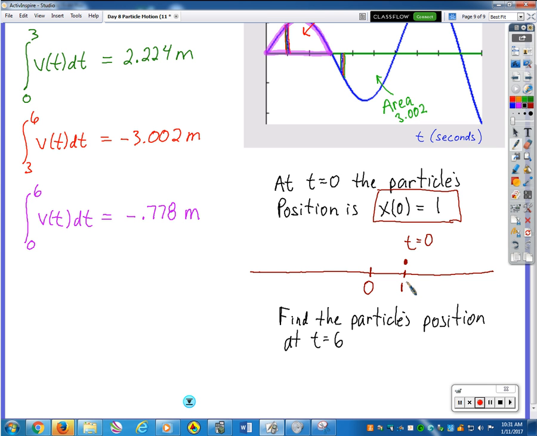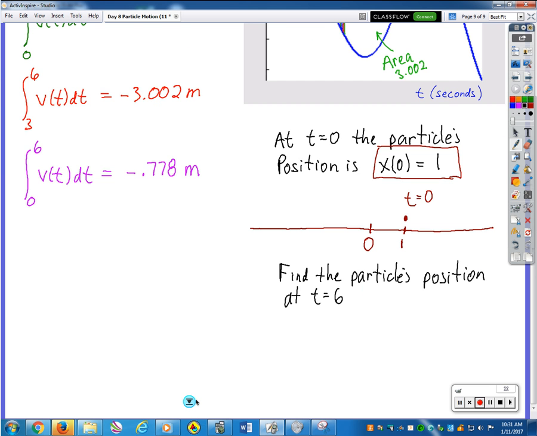I'm sitting here at 1. I know that my position went left by this amount. So all I have to do is say, 1 is where I am, plus my position changed by this amount. Remember, on the AP test, you must store these values. You cannot use the rounded version, you use the stored version. Once you do the computation, 0.222 is the particle's position. That's how you find where the particle is at time equals 6.